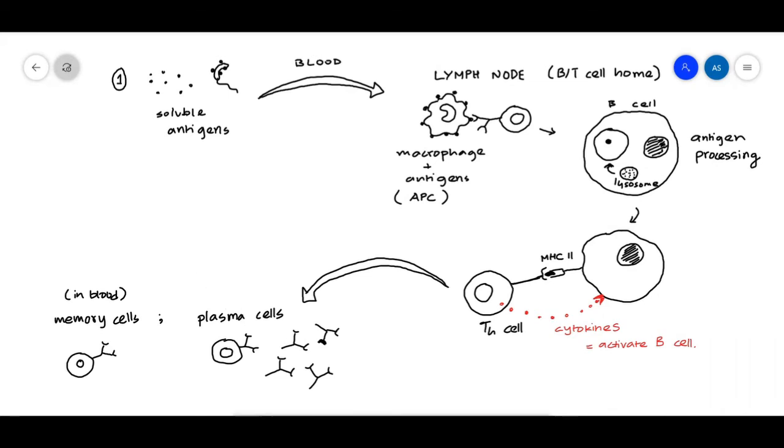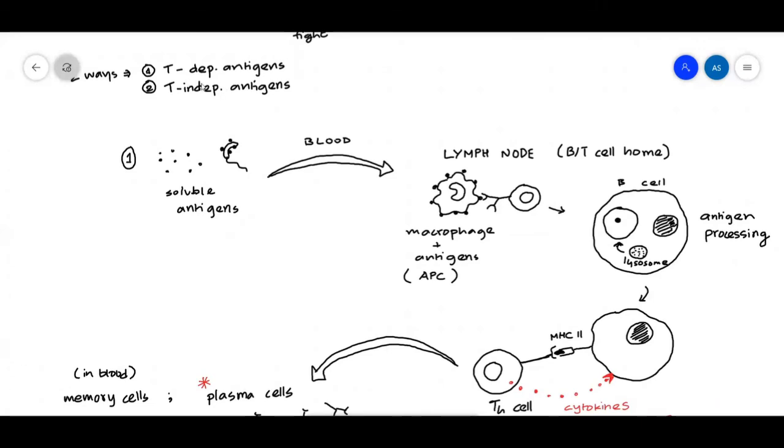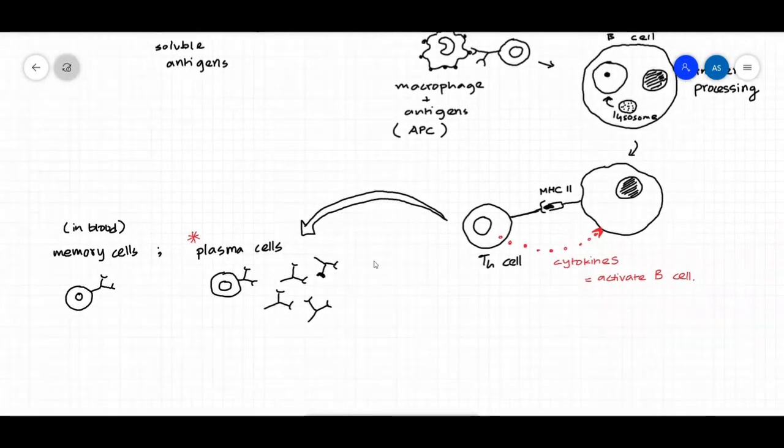Now I'm going to give a star over the plasma cells over here because we're going to return. There's something special about these plasma cells compared to the plasma cells that are produced from the T-independent antigens. And I'm going to go through that towards the end of this video.